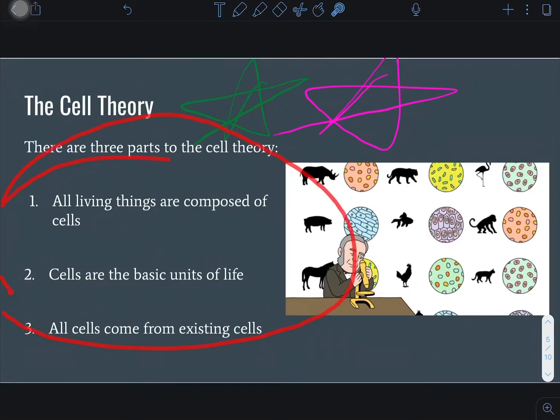These are the 3 components of the cell theory. You should know these 3 things. All living things are composed of cells. Cells are the basic unit of life, and all cells come from existing cells.